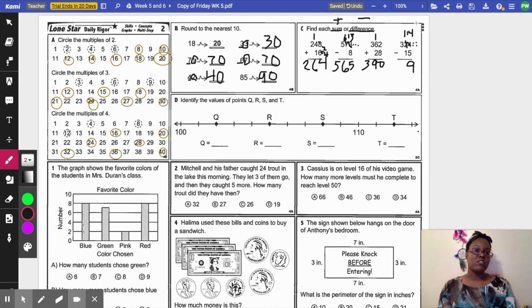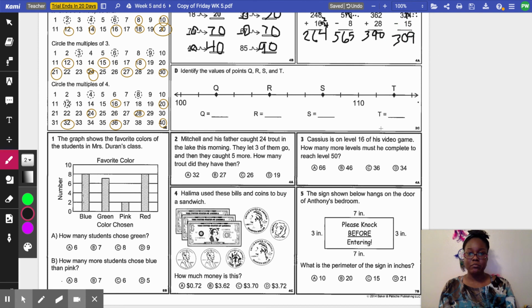9 plus 5 is 14. 1 take away 1, numbers the same. Zero's the game. And then 3 take away nothing leaves you with 3. The difference is 309. Looking at letter D, it says identify the values of points Q, R, S, and T.